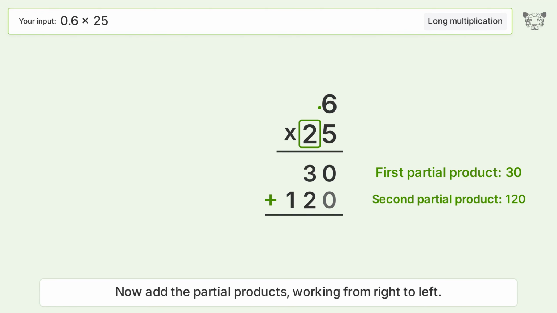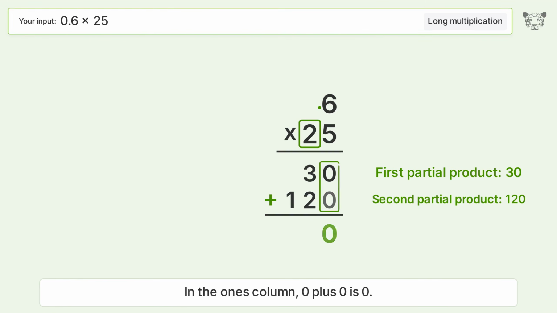Now add the partial products, working from right to left. In the ones column, 0 plus 0 is 0. In the tens column, 3 plus 2 is 5. In the hundreds column, bring down 1. The product of the whole numbers is 150.